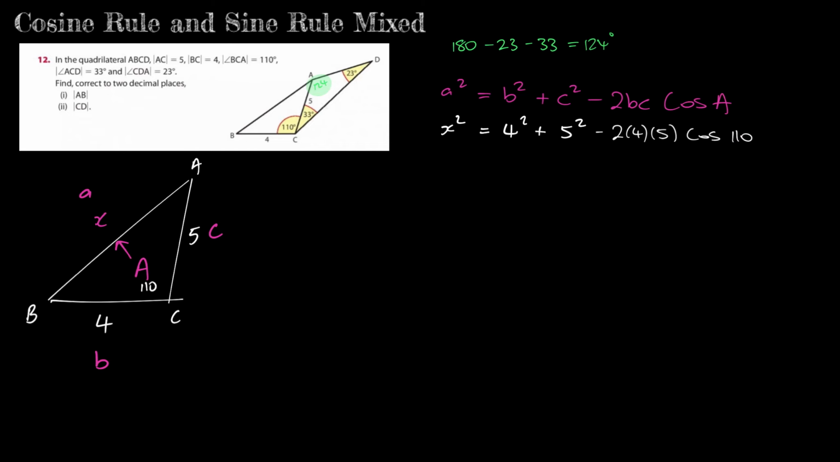I'll quickly go through that and solve it, because you should be okay with the actual mechanics of this. So 4 squared is 16, plus 5 squared is 25, minus, let's just look at this, 4 times 5. I'm just going to do this in my head. 4 times 5 is 20, 20 times 2 is 40.